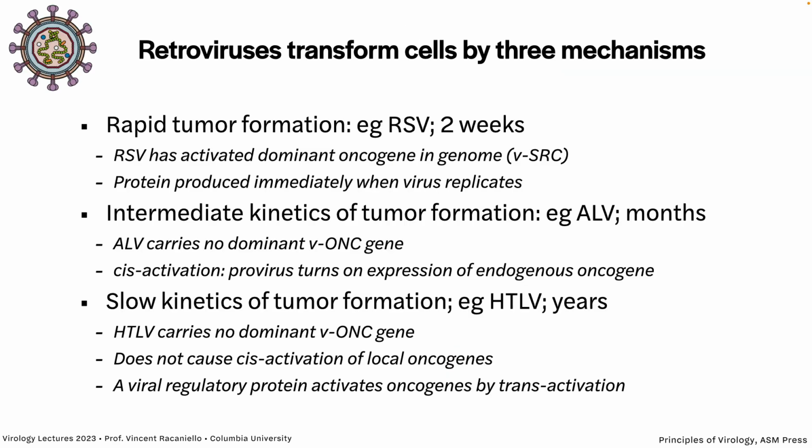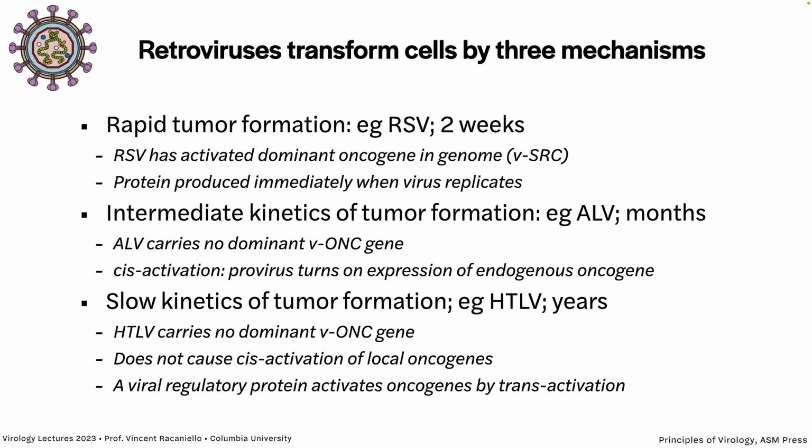Now, it turns out that transformation by retroviruses is a little more nuanced than what I've told you. There are actually three ways that retroviruses transform cells. We have rapid tumor formation, which takes about 2 weeks. You inject Rous sarcoma virus into a chicken, and you have a tumor formed in 2 weeks. And that's because the virus genome contains this oncogene coding sequence, and as soon as the virus infects the cell, the protein is produced, and the protein drives the replication of the cell.